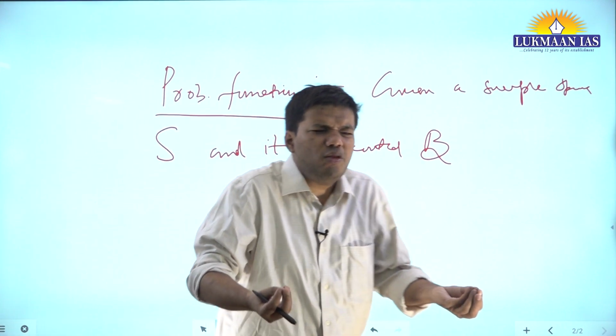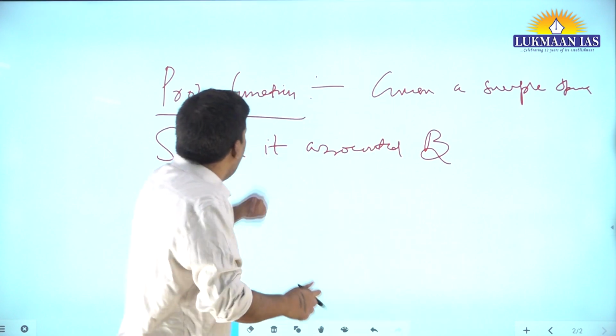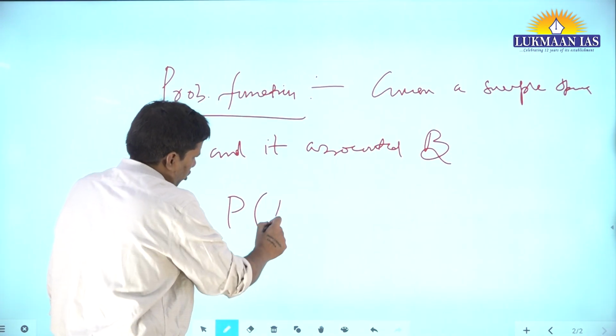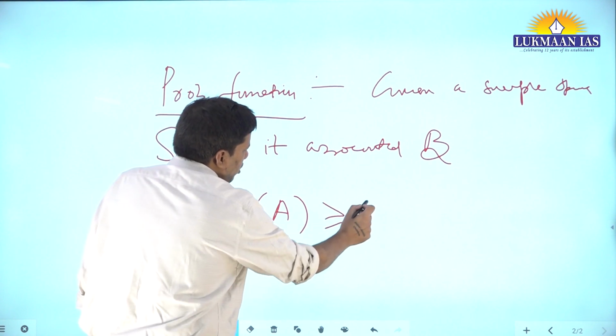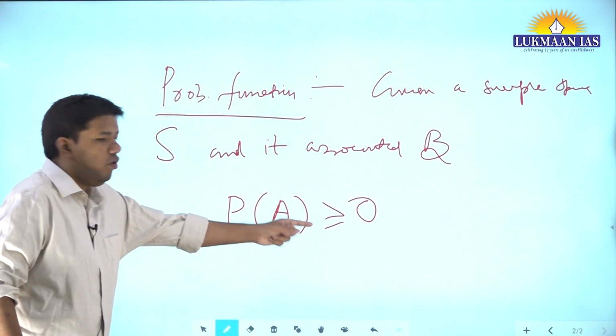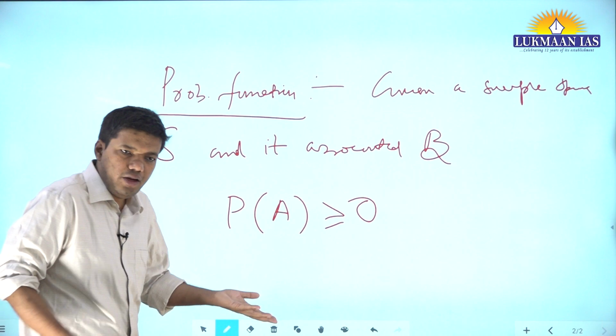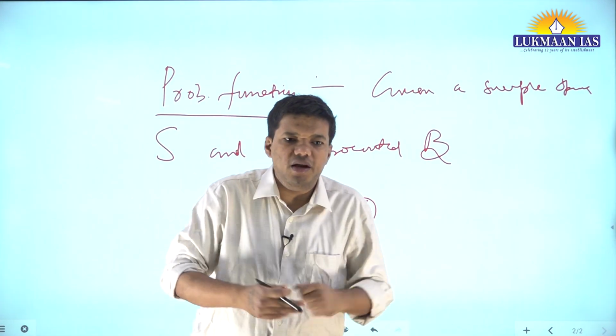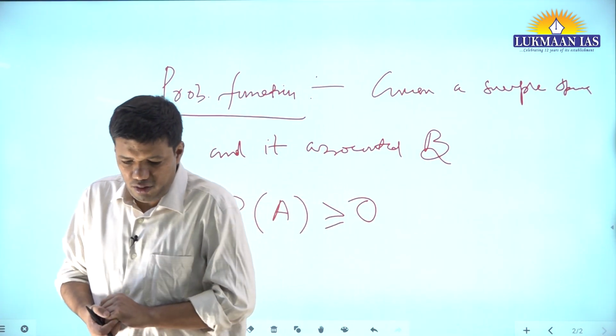One, the probability has to be greater than or equal to 0. So let's say you conduct an experiment, the probability of that event has to be greater than or equal to 0. And that makes sense, right? You did some experiment. How can the probability be less than 0?